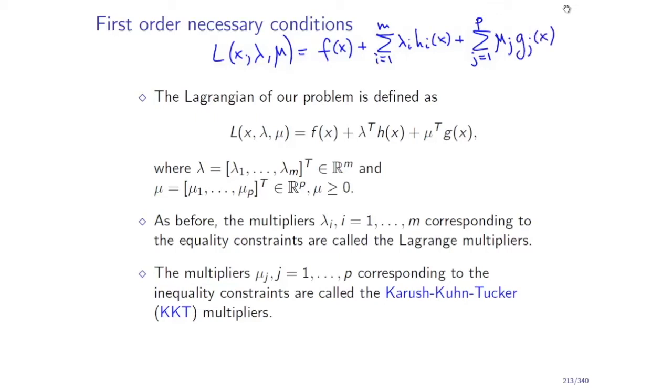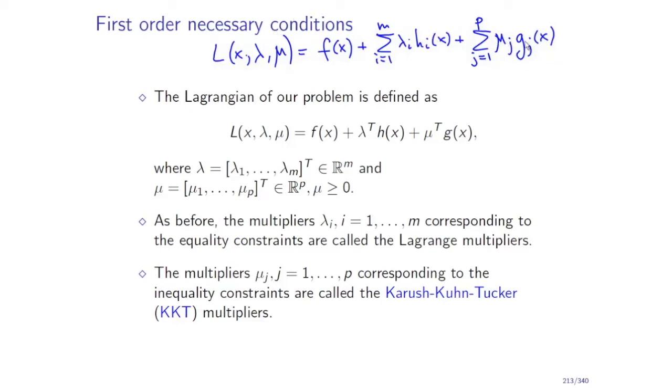But in this case, for feasibility, g_j of x must be less than or equal to 0. So the values that are less than 0 are okay. The values that are greater than 0 are not, right? So if you have g_j of x greater than 0, then we have an infeasible point x, right? And in this case, if the multiplier mu_j is positive, then this introduces a penalty to our objective, right?